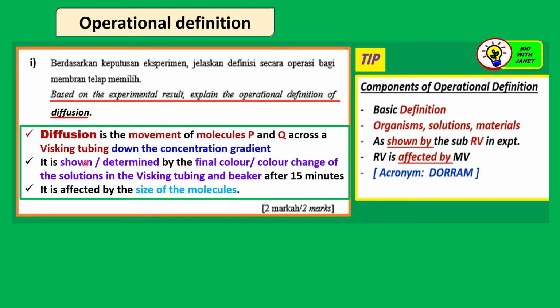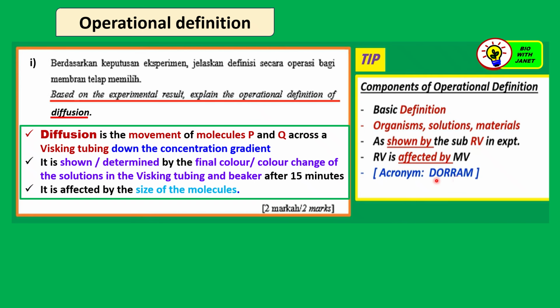And then the second point is shown or determined by the final color or color change of the solutions in the Visking tubing and beaker after 15 minutes. This part here, the final color or color change of the solutions in the Visking tubing and beaker after 15 minutes, is your sub-RV. So you must write is shown or determined by the sub-RV. Lastly, is affected by the size of the molecules. That is your MV. So any two of these points, you get 2 marks. So it's not that difficult.